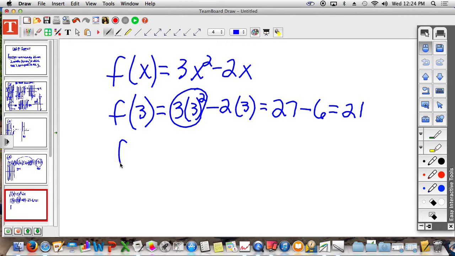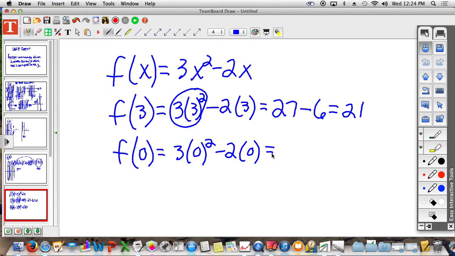Let's do one more. Actually, let's do 2 more. F of 0. That means we have 3 times 0 squared minus 2 times 0 is equal to 0. Well, 0 squared is 0, times 3 is still 0. So we have 0 minus 2 times 0, which is 0, which is equal to 0. So in other words, if the x value is 0, and every term of your function has an x in it, it kind of wipes it all out. Therefore, you have a value of 0.